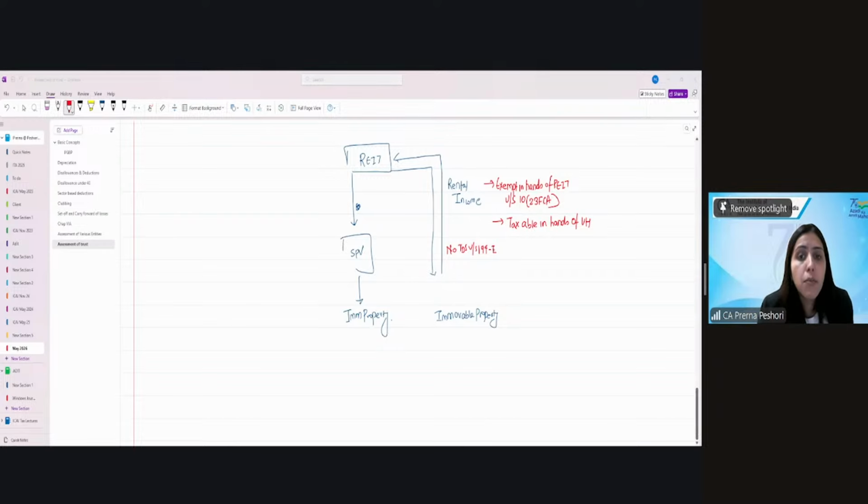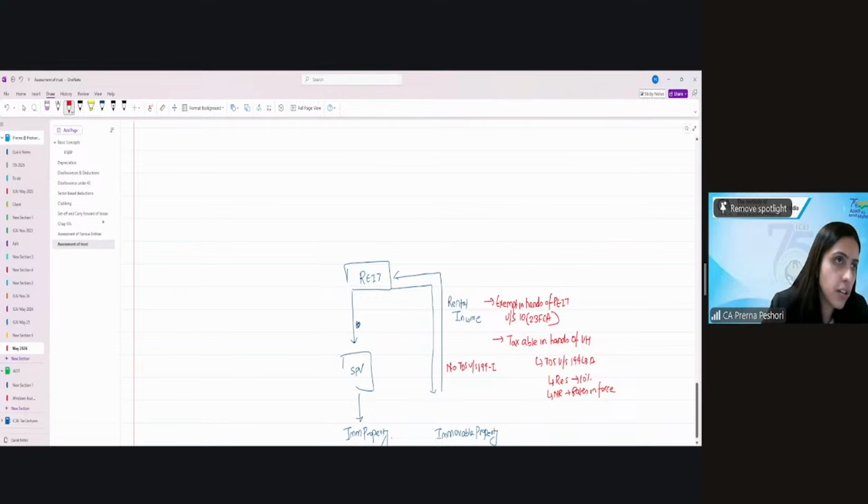Fine. However, when the REIT distributes the income to the unit holder, it has to deduct the TDS under 194LBA. So if it is a resident, 10%, and if it is a non-resident, rates in force. Is this fine? First part? Clear? Now, one more important aspect.